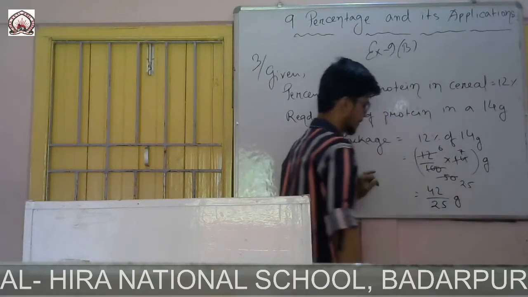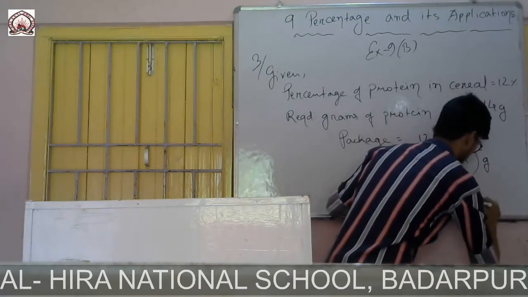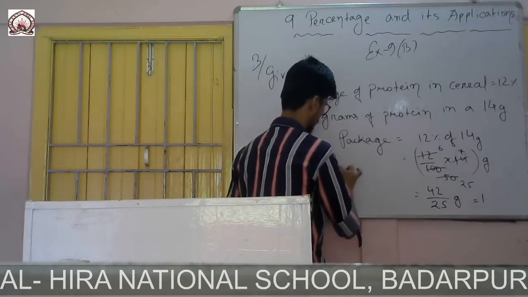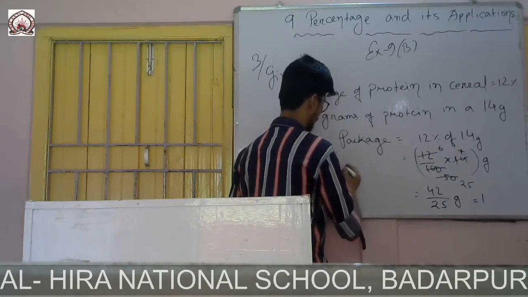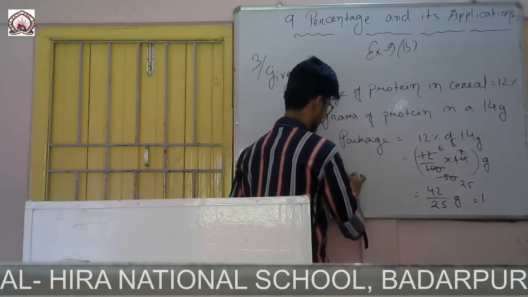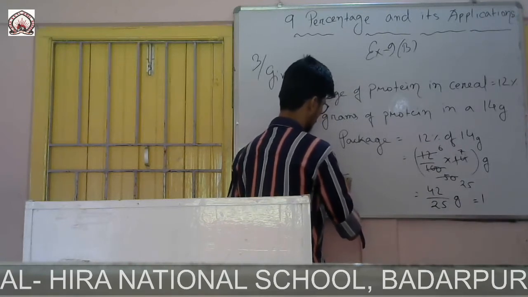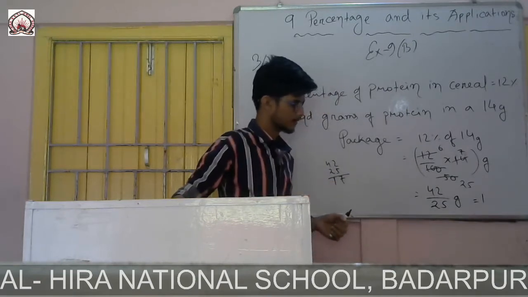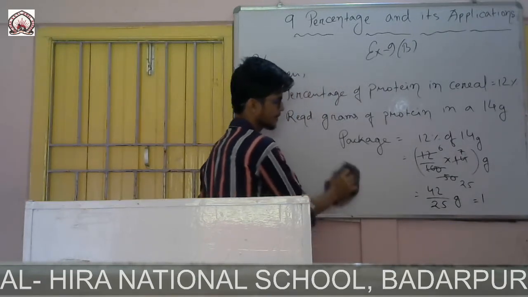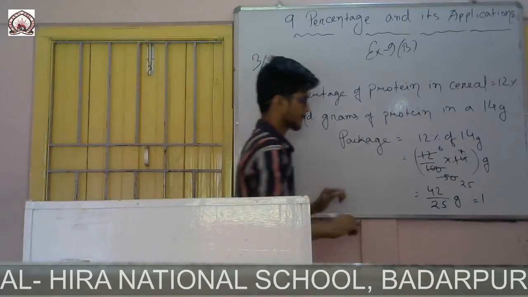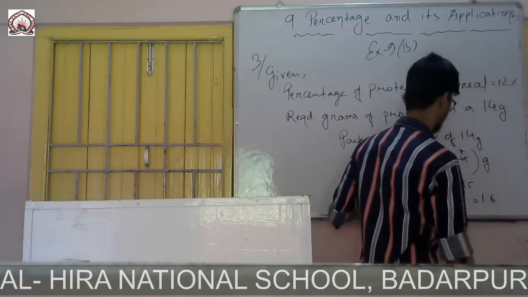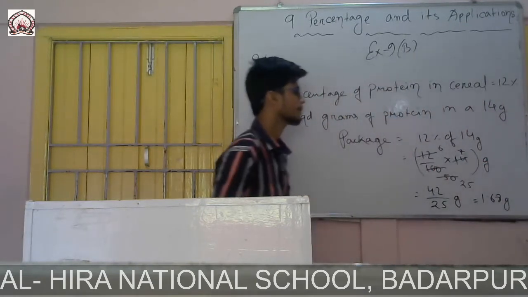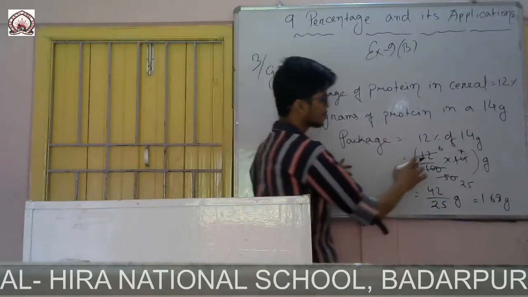So if I divide by 25: 25 ones are 25, then how much is left? 42 minus 25 is 17. If I put a 0 it will be 170, 25 6s are 150, then 20, and then it is 8. So 1.68 gram.